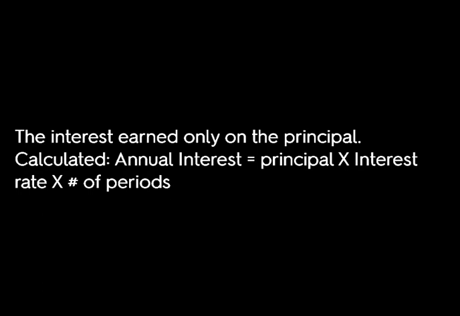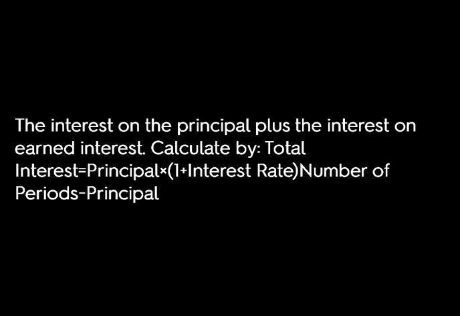Simple interest. The interest earned only on the principal. Calculated annual interest equals principal x interest rate x number of periods. Compound interest. The interest on the principal plus the interest on earned interest. Calculate by total interest equals principal x (1 + interest rate) to the number of periods, minus principal.